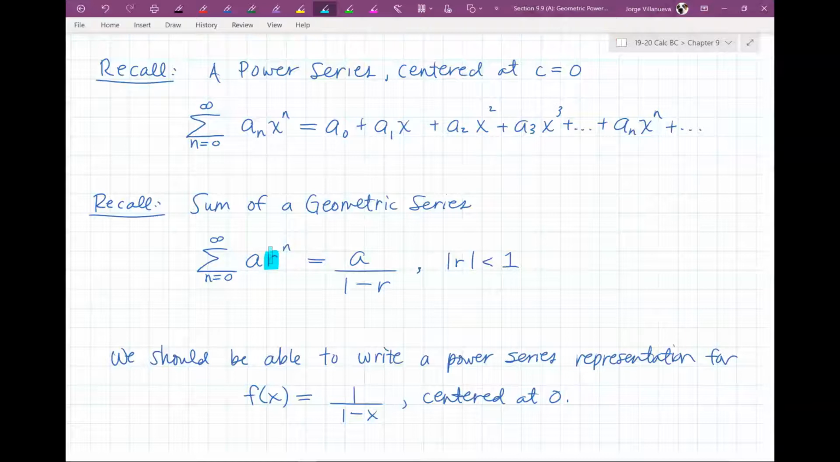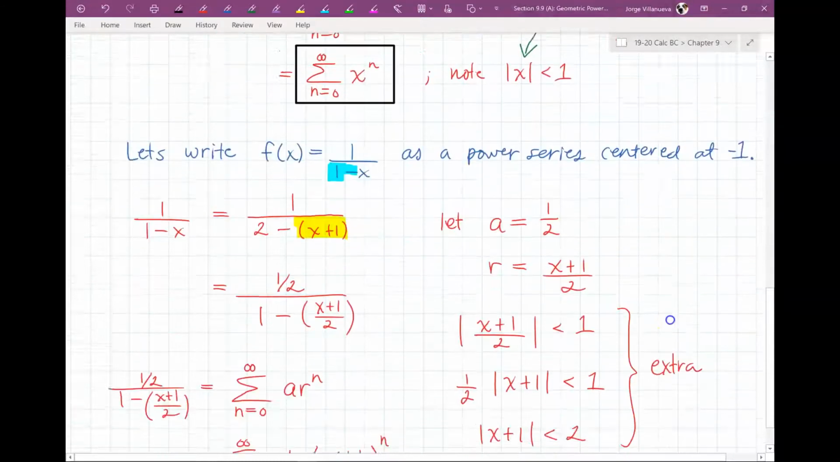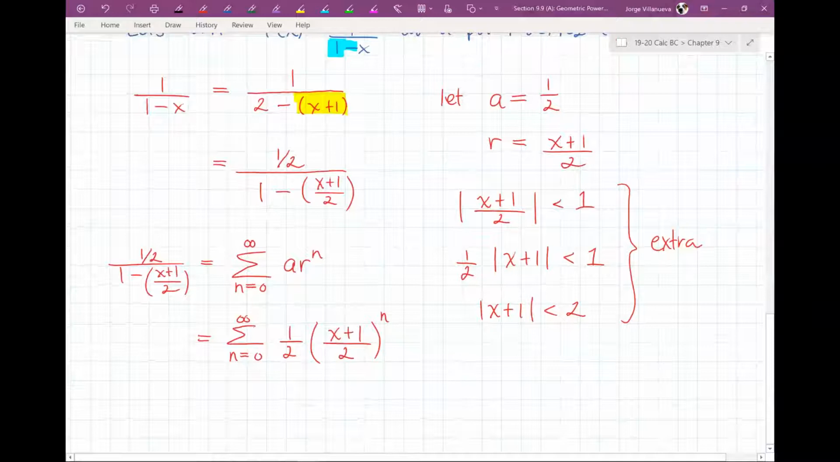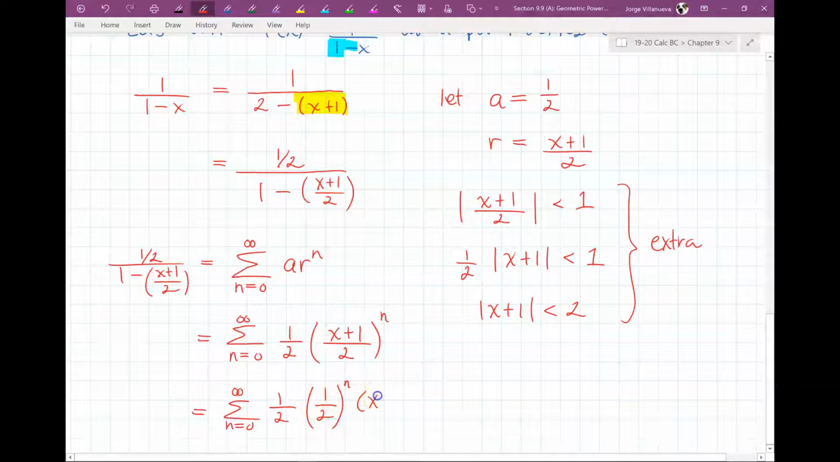You guys remember how the Taylor series was? It was always like a sub 1 times x minus c to the first, and a sub 2 x minus c to the second over 2 factorial, etc. But it was always just x minus c. It was not like x minus c over a or anything like that. There are no fractions in there. So what we have to do is factor out that 2 on the bottom of the x plus 1. Well, it's not a hard thing to do. I'm going to have half times 1 half to the n times x plus 1 to the n.